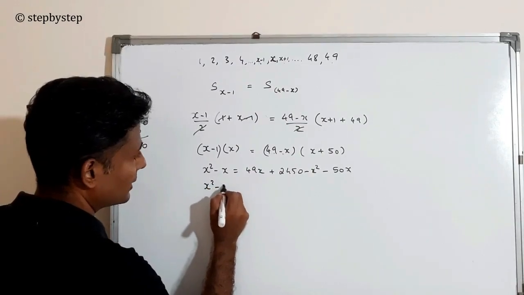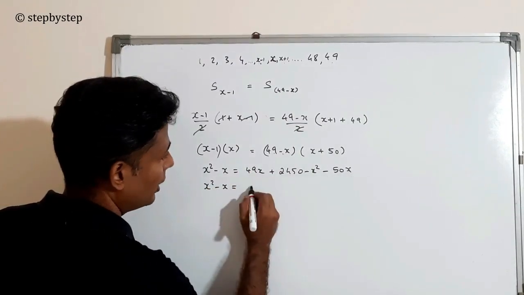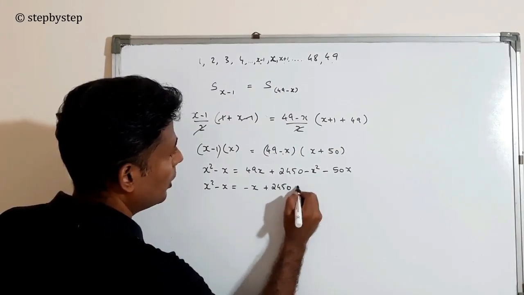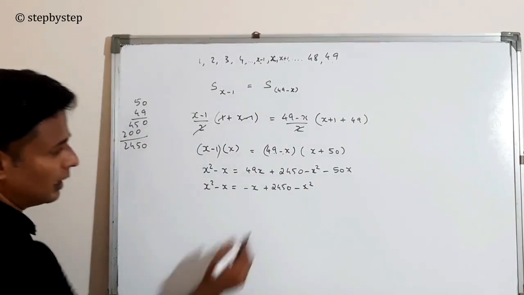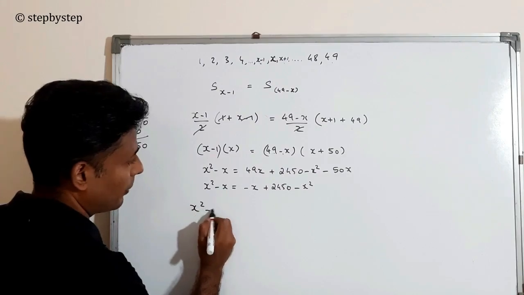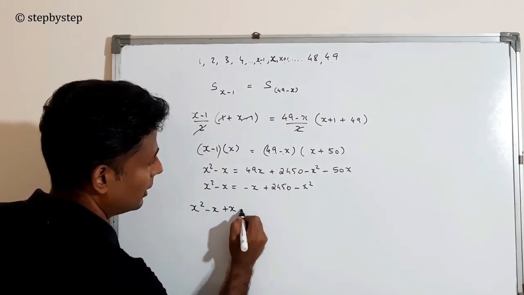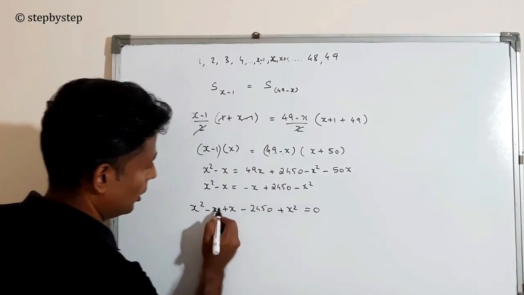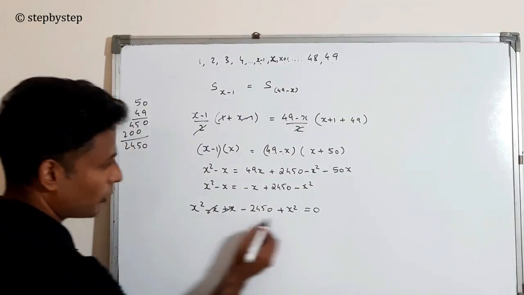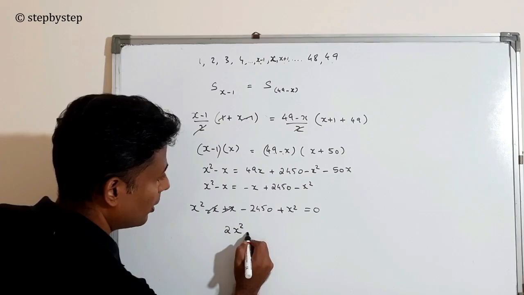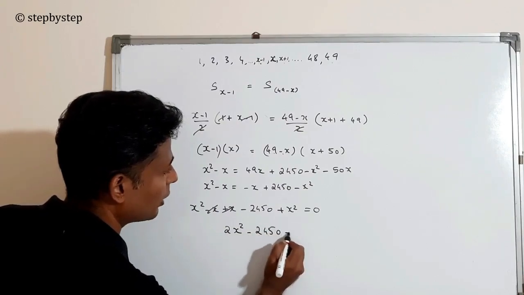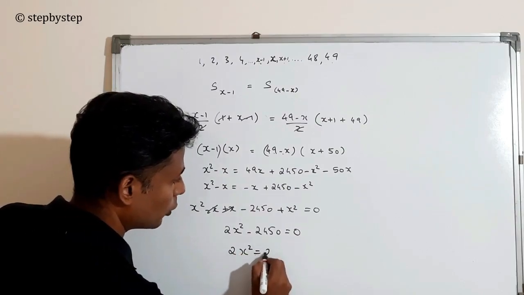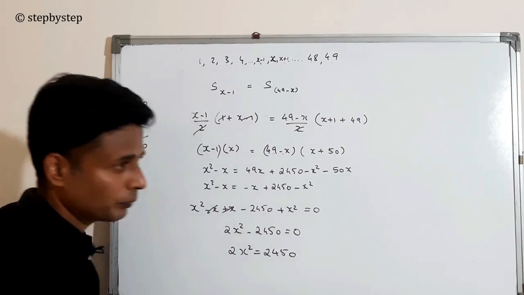Now x square minus x equal to 49x minus 50x plus 2450 minus x square. I'll transpose everything to the other side. So x square minus x becomes plus x, minus 2450 plus x square equal to 0. So minus x plus x cancels. x square plus x square is 2x square minus 2450 equal to 0. I transpose this to the other side: 2x square equal to 2450.